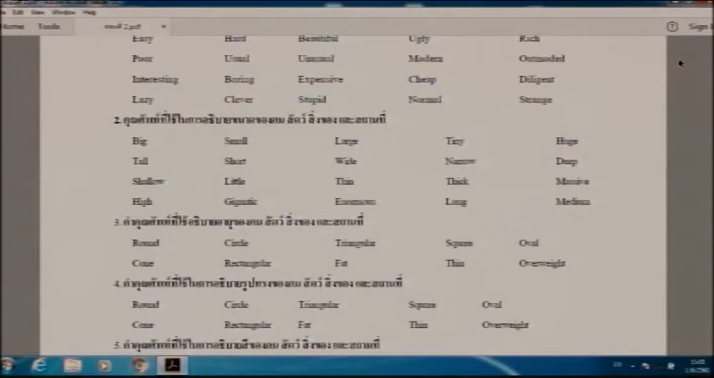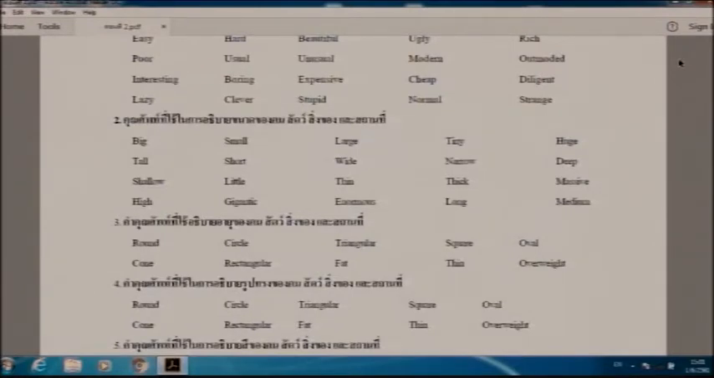And then we have shallow. Shallow is the opposite of deep. It is almost on the surface. It is not deep. It is shallow. It does not go deep. And then we have thin.